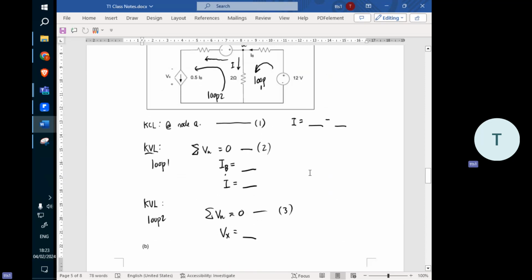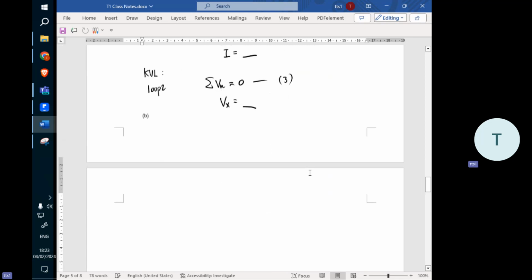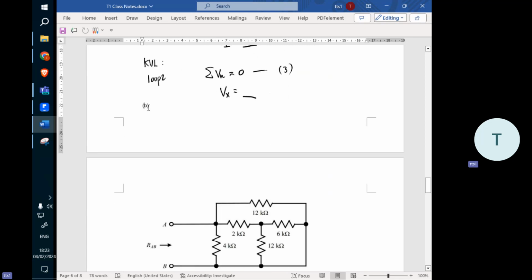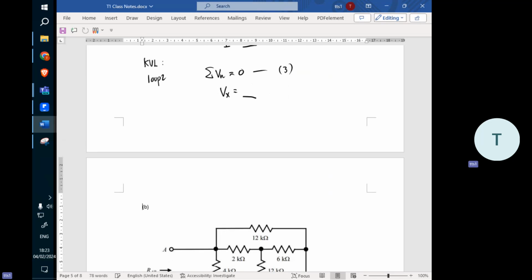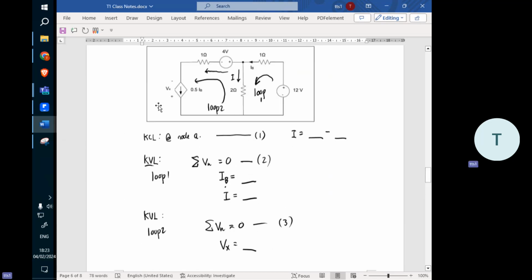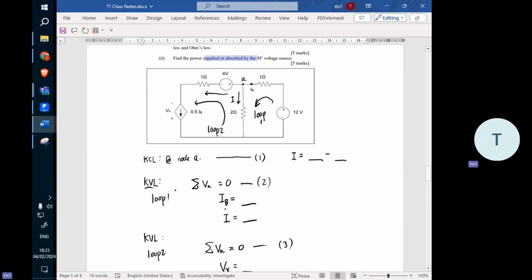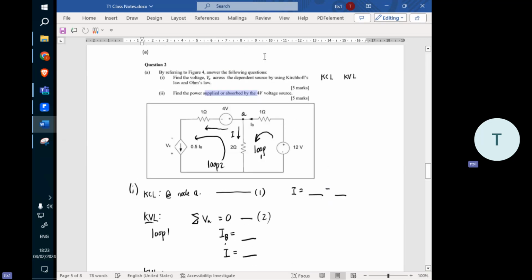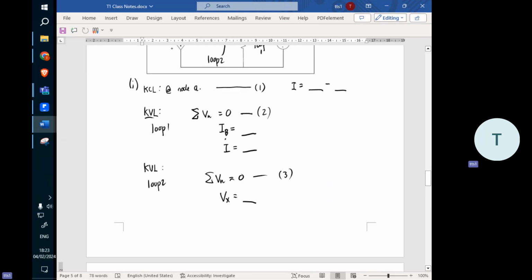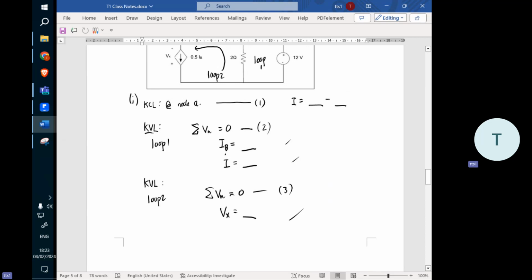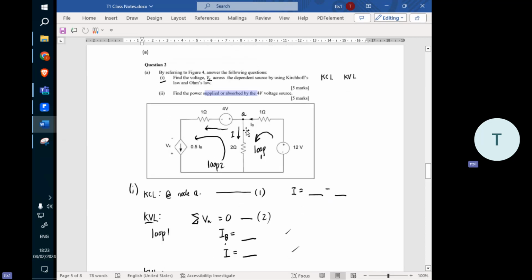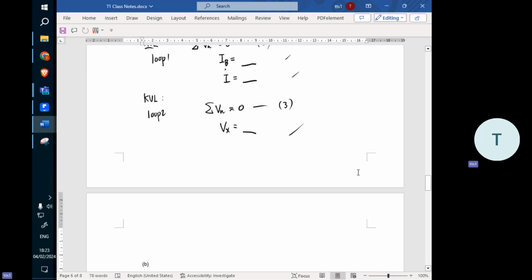So you continue to the second part. All the while here, we are only doing part 1. Part 1 is to find the Vx only. So from here, you find IB first, then you find I, then you find the Vx. Then you complete part 1 only. Now let's continue with part 2.